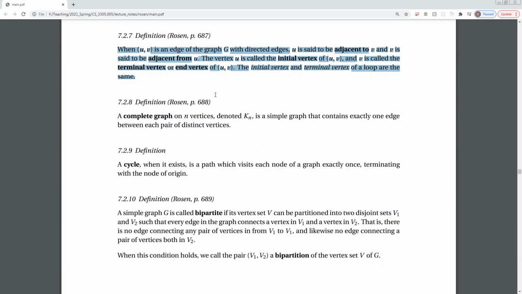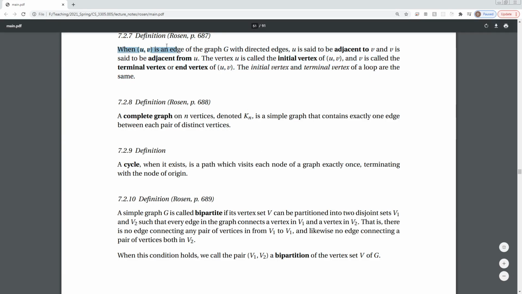Okay, so then when you have a pair, UV, which represents an edge, right? So if you have some edge of the graph with directed edges, then U is said to be adjacent to V because we can travel from U to V. And V is said to be adjacent from U. Although I will never use this, right? I'll always say that U is adjacent to V because you can get from U to V, but you don't know whether or not you can get from V to U.